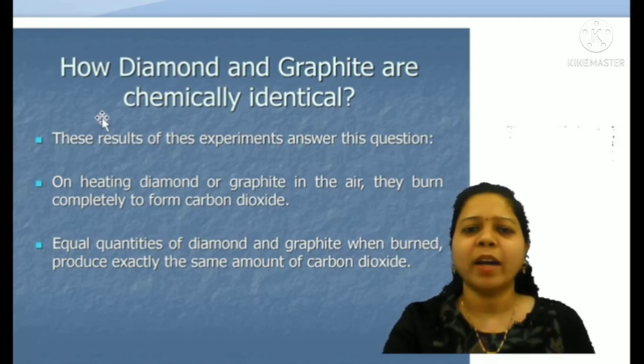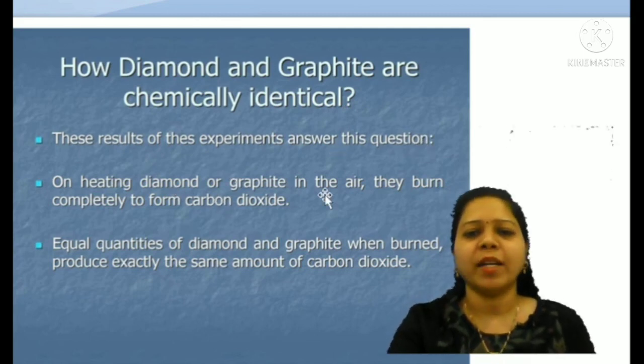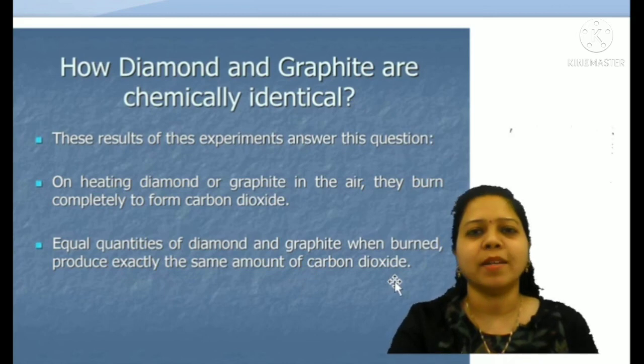Now next we'll see how diamond and graphite are chemically identical. The result of this experiment answers this question. On heating diamond or graphite in the air, they burn completely to form carbon dioxide. Equal quantities of diamond and graphite when burned produce exactly the same amount of carbon dioxide.